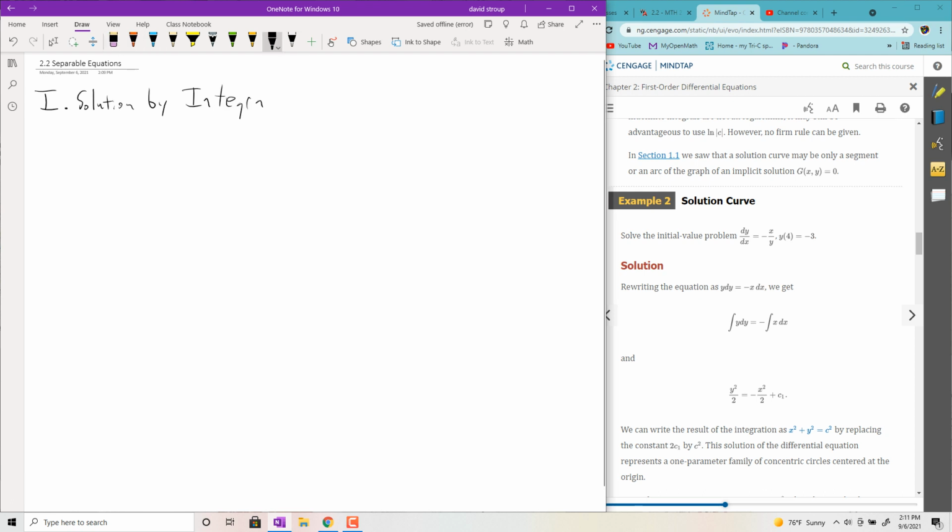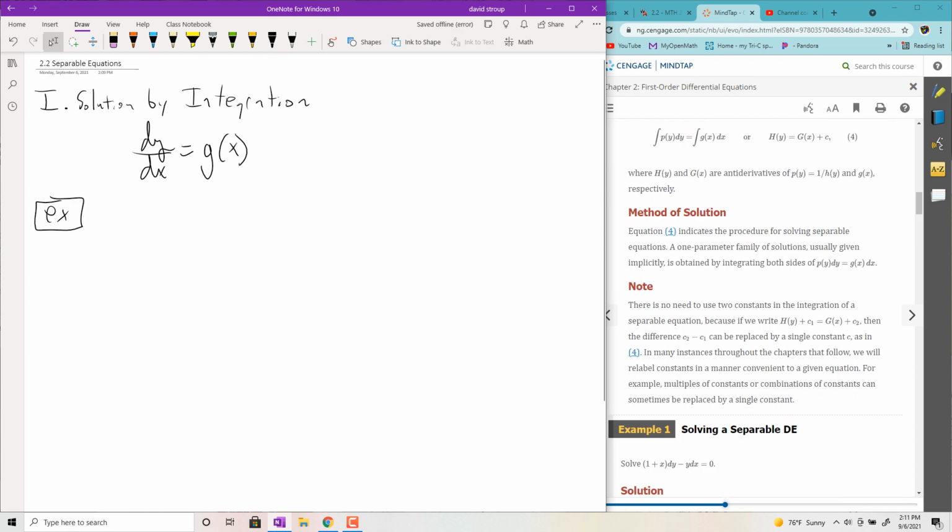This is in the same class as separation of variables. It's just that on the right-hand side of your differential equation, you have something that's dependent only on x. And in those cases, you can go ahead and solve just by integrating.